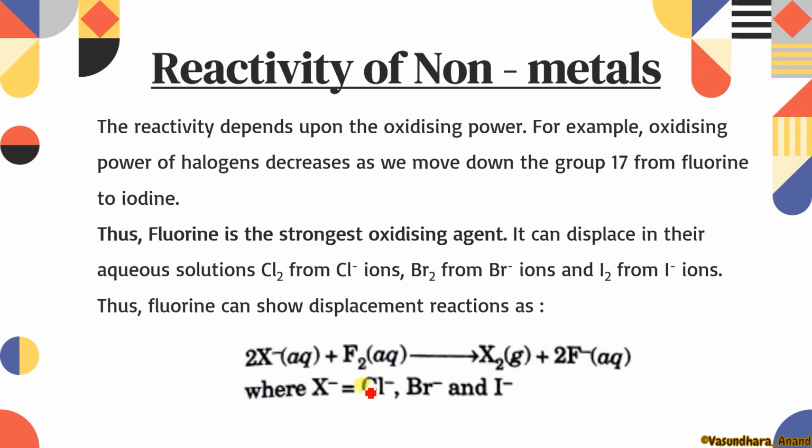If it reacts with F2, being the strongest oxidizing agent, F2 will undergo reduction and oxidize the other non-metal. So X will be oxidized to X2, while F2 will undergo reduction to form 2F minus, because fluorine is the strongest oxidizing agent. And why it is so will be explained on the basis of reduction potential, which we will do in class 12th.